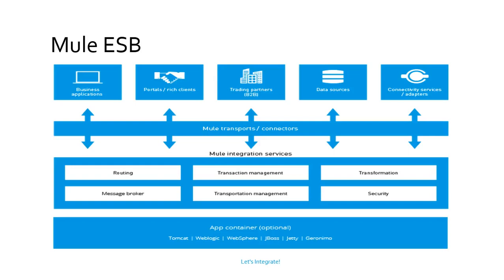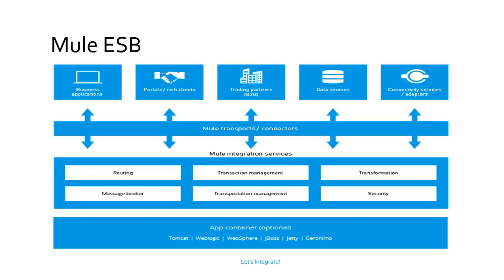In between lies the ESB, which is connected to the different elements with the help of Mule integration services, where we have different modules such as routing. There is a management component to manage your transactions and transportation. Then you have message broker and transformation for transforming your data, and then you have the security component to authenticate your incoming and outgoing messages. So this is what the Mule ESB architecture looks like. Proceeding to the next slide.